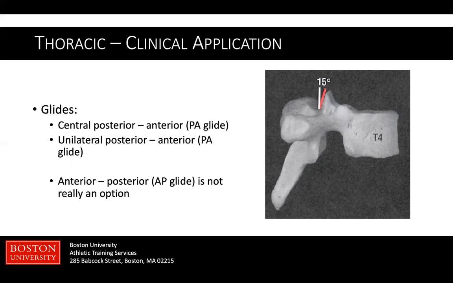just because of that size of the vertebrae, and then understanding we have that about 15-degree offset angle from perpendicular to the ground line for our facet joint surfaces. So as we apply our glides, specifically our posterior to anterior glides, we need to consider that 15-degree angle so we can get that nice joint translation.